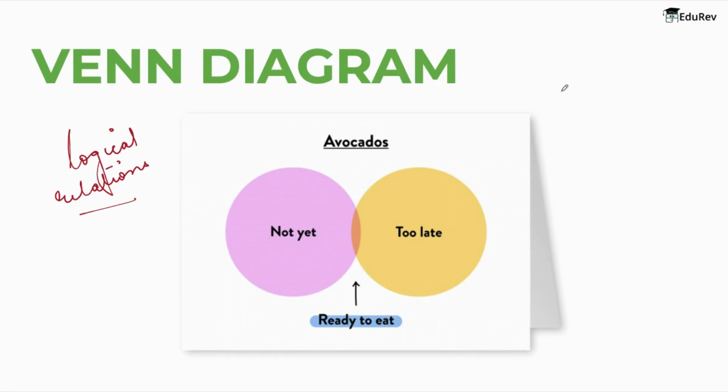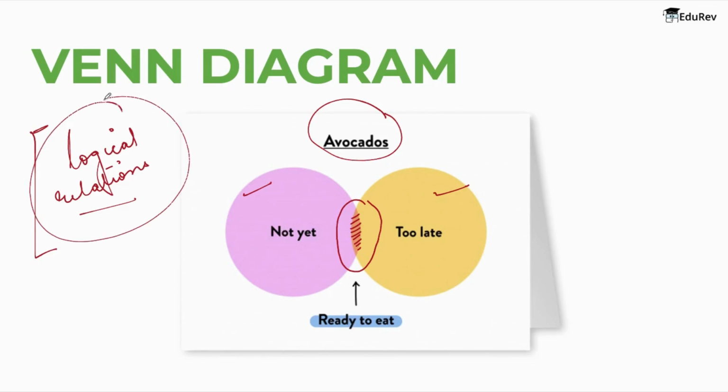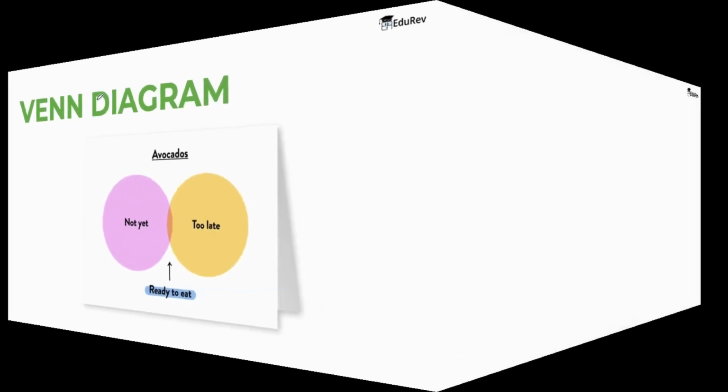For example, you have avocados. There can be two major categories in which you can put your avocados: one which are not ready to eat and one which are too late to eat. But the intersection of these, those that are ready to eat, is the one you need to focus on, which is this one. So what exactly is a Venn diagram? It tells us the logical relationship between any group of sets. In easier terms, a Venn diagram tells us a logical relationship.